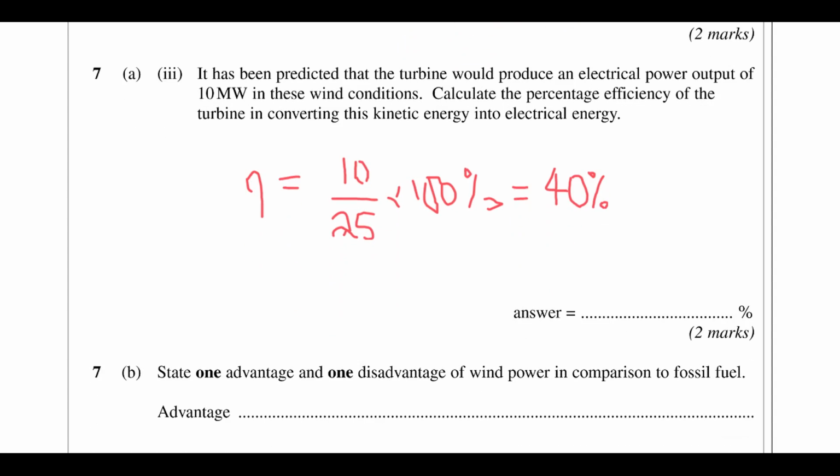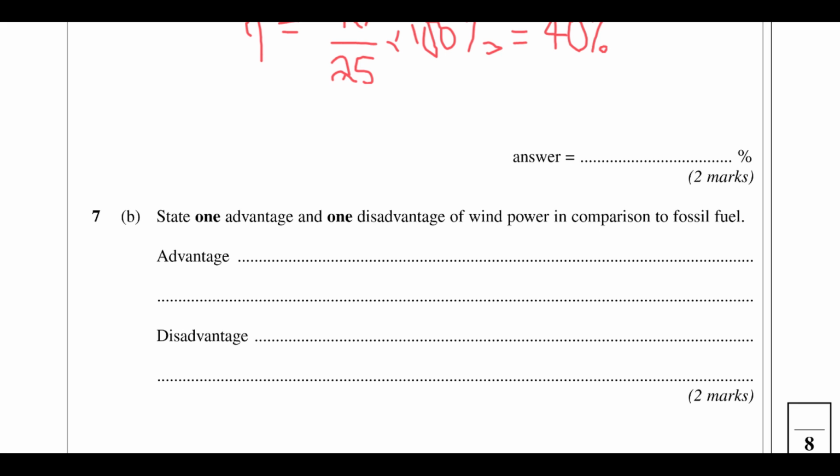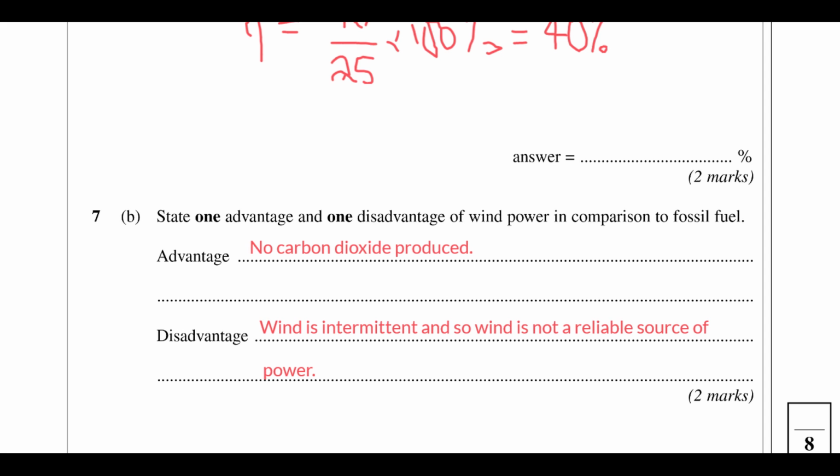State 1 disadvantage and 1 advantage of wind power in comparison to fossil fuel. So the advantages are like no CO2 produced, doesn't use up resources that are going to run out, but it's really intermittent. It is quite unsightly, looks like rubbish, and requires a large amount of expense up front. Okay, so let's get that down. So those are the two that I've picked there as the advantage and disadvantage.